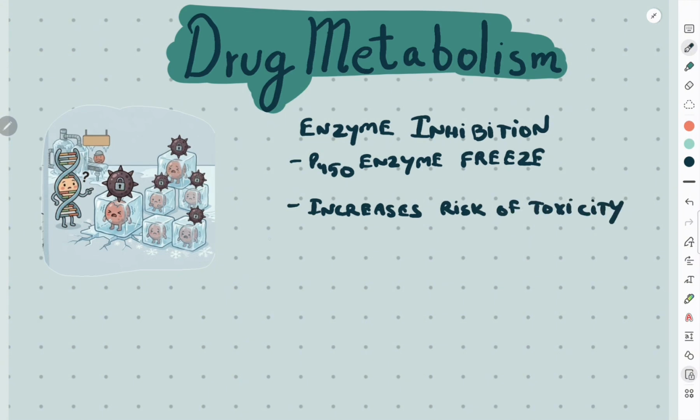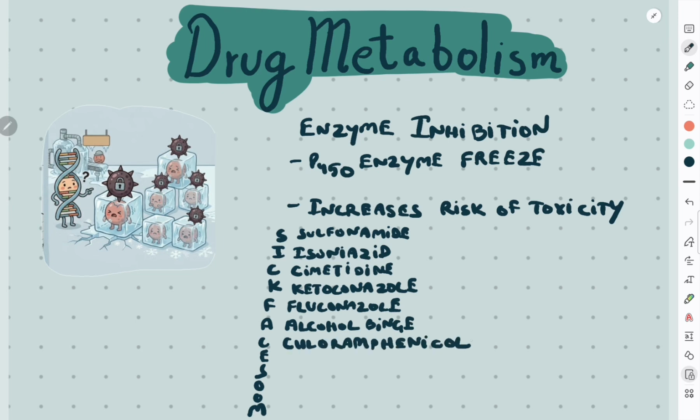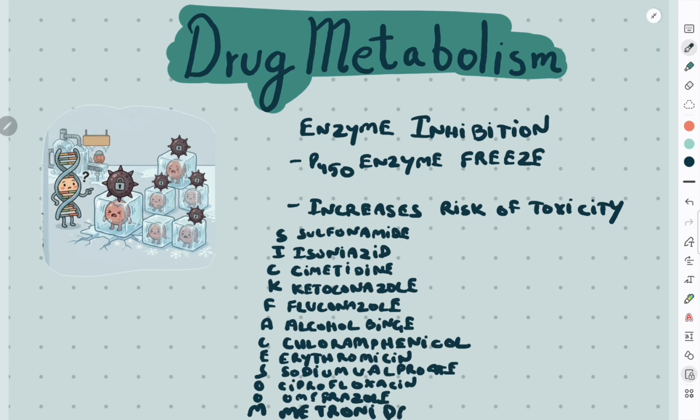You can remember the classic inhibitors with the mnemonic sickfaces.com representing sulfonamides, isoniazid, cimetidine, ketoconazole, fluconazole, alcohol binge, ciprofloxacin, erythromycin, sodium valproate, chloramphenicol, omeprazole, metronidazole, and a crucial dietary one, grapefruit juice.